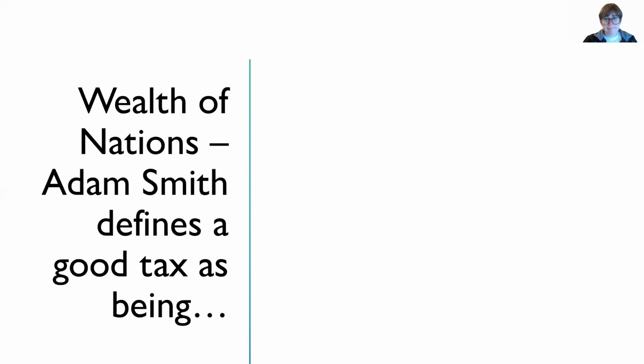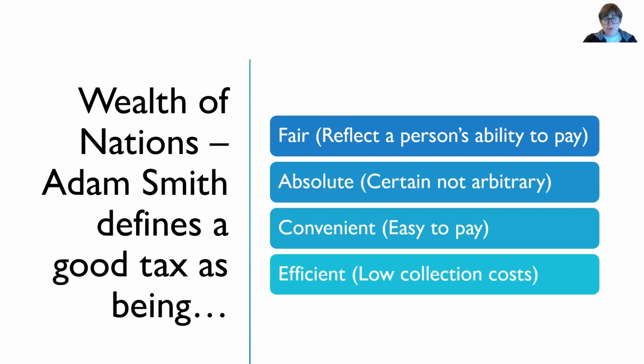So The Wealth of Nations then was a theory conceptualized many, many years ago by a famous economist, Adam Smith. And this was the way in which he defined a good tax. It was fair, so it would reflect a person's ability to actually pay it. It would be absolute, so it would be certain. It would be convenient, thus making it very easy to pay, and it would be efficient, so there would be low collection costs associated with it.